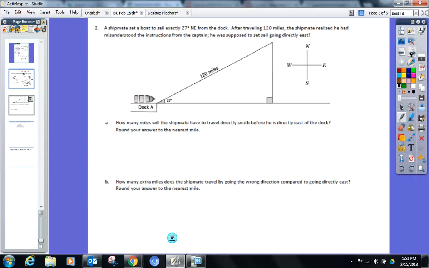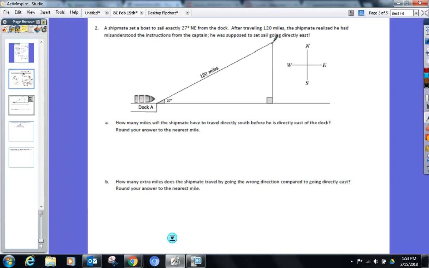All right, here we go. We change our attention from Big Al to shipping here. You're going to be a shipmate on the boat. So we first go 27 degrees northeast, 120 miles. And when we got there, we're like, you had one job. You went the wrong way. You were supposed to go directly east instead of northeast. So now that you found out you had one job and couldn't do it, how many miles do I need to go directly south to get to where I need to?